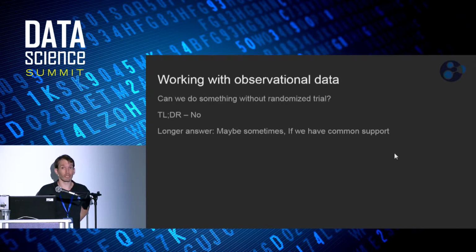So the short answer is no, you cannot. It's impossible. The longer answer is, well, sometimes. And a key requirement, we're adding an extra assumption we no longer had in the previous set of assumptions, is we have common support. Common support means for any individual, for any sample, patient, customer, whatever we're predicting on, we want to have past examples which were similar to it, which were acted on in both ways, or in more ways if we have more than two actions.